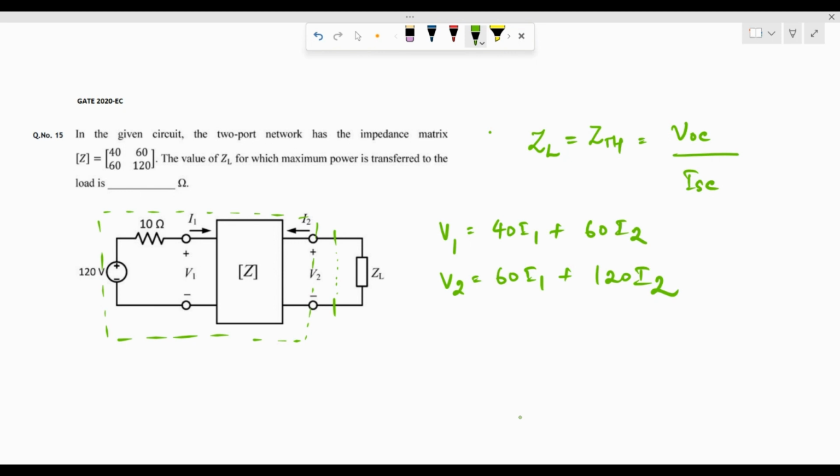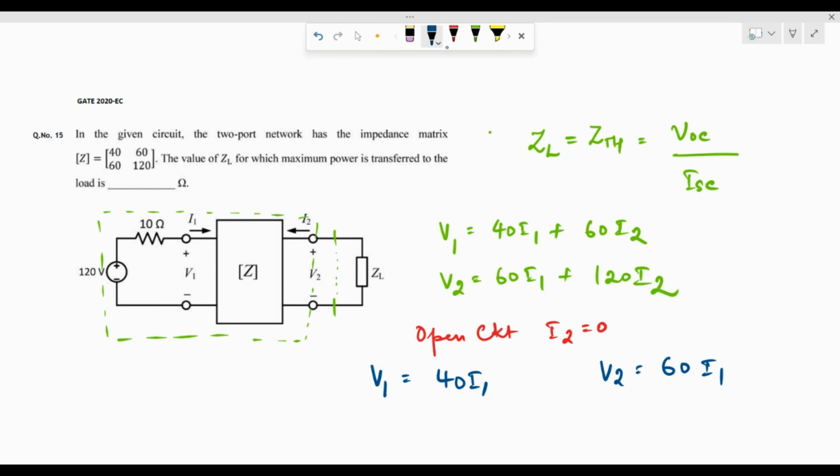So having known this, we can say that the open circuit voltage has to be computed, and for that, it means when it is open circuited, I2 is going to be equal to 0. So under open circuit, I2 becomes equal to 0. When I put I2 as 0 in both of these equations, what do I get? Here we get V1 is equal to 40 I1, and V2 is equal to 60 I1.